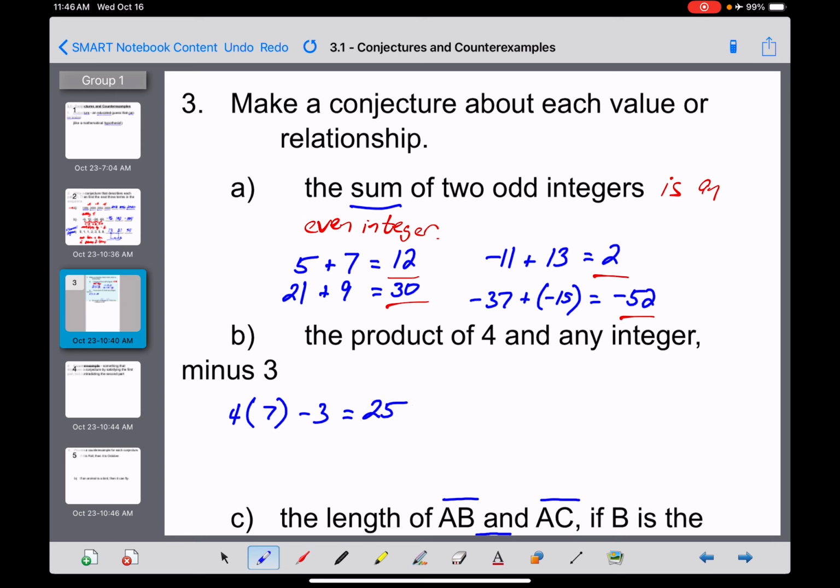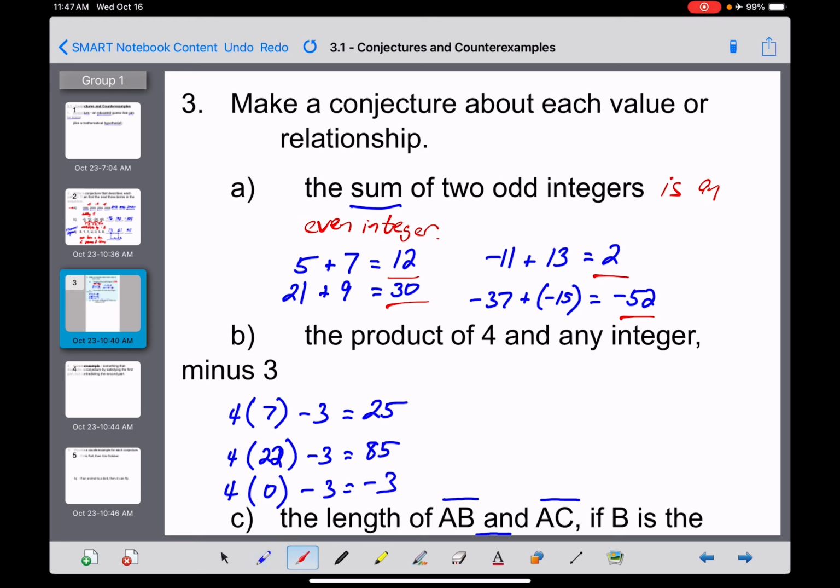Let's try some other things. How about 4 times, let's go big, 21. That is an integer. Actually, instead of any integer, let's do an even one this time. How about 4 times 22 minus 3? Okay, 4 times 22 is going to get us 88. 88 minus 3, 85. How about 4 times an integer like 0? We forget about that, but 0 is an integer as well. Minus 3. 4 times 0 is 0. Minus 3 is negative 3.